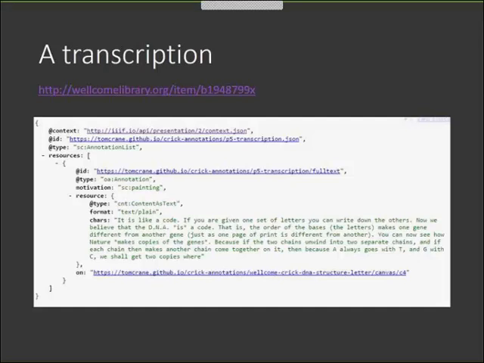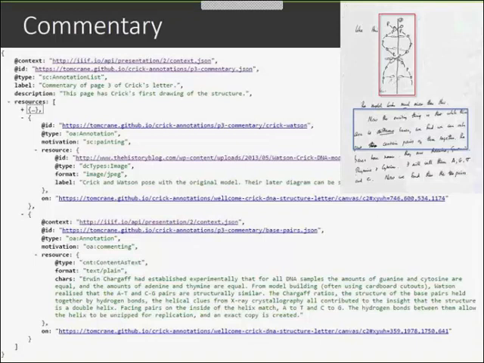And here I'm providing a transcription of a page of content. And here I'm providing maybe a piece of commentary. So you can see we have an image, and I'm providing two annotations. One of them is an image annotation. It links off to an image. One of them is a comment on a piece of text. And what we're looking at is just code.